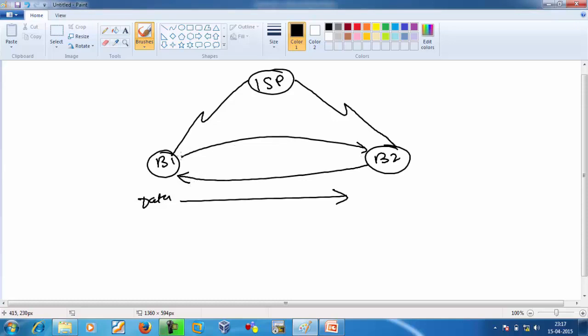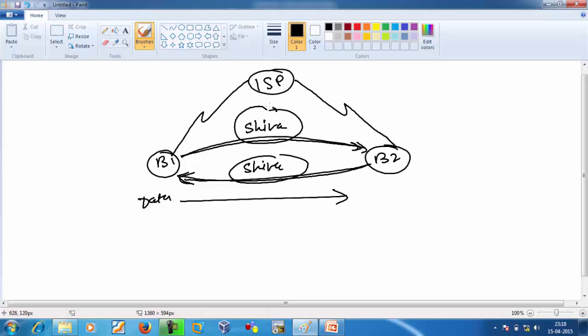When branch 1 establishes a session to branch 2, it will ask, what is your password? Then we say our password is Shiva. When branch 2 wants to communicate with branch 1, it will ask what is your password, and it will also say my password is Shiva. So this is the method of pre-shared key, where you define a single key on both sides. Apart from it, you can use certificates, and we can obtain certificates from Microsoft CA or IOS CA.